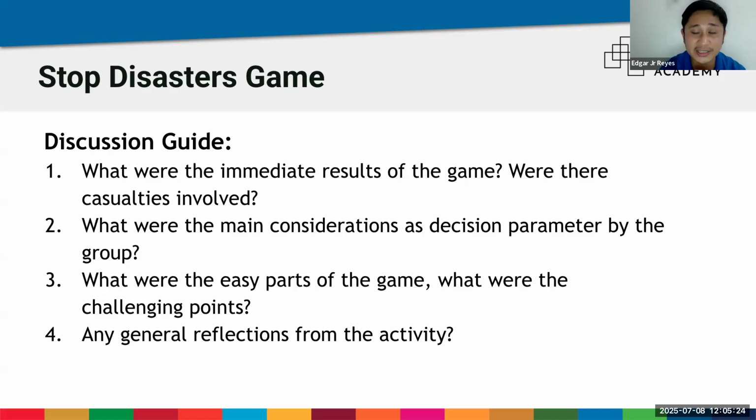Another consideration that they had to look into is the risk information. So very important in terms of their decision making is the basic information of what types of risks are there in their community that influence their decision whether to build structures, whether to upgrade these particular structures, and put some other protections for these structures, and at the same time have the people living in the area be on the safe and sustainable side of the story. So in terms of the third question, what were the easy parts of the game and what were the challenging points?